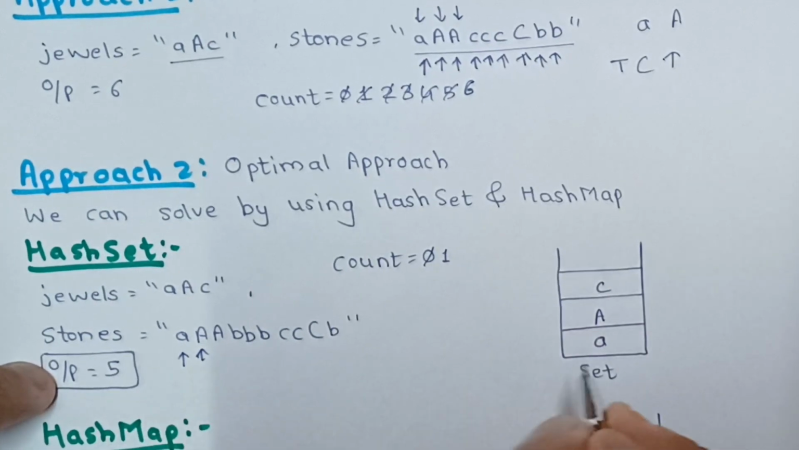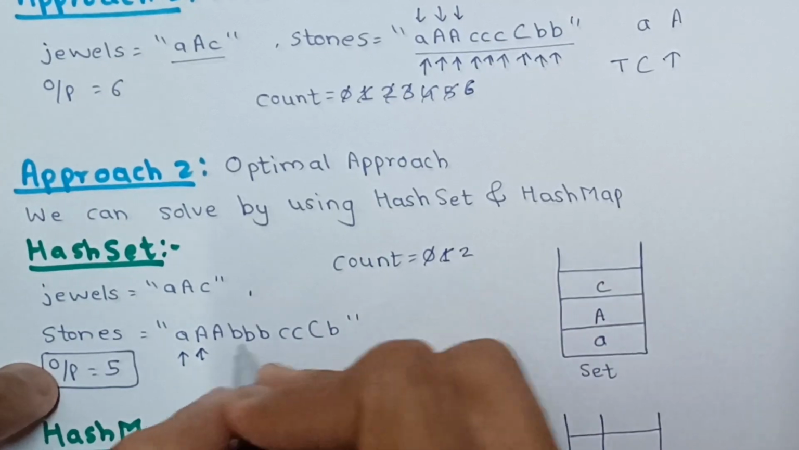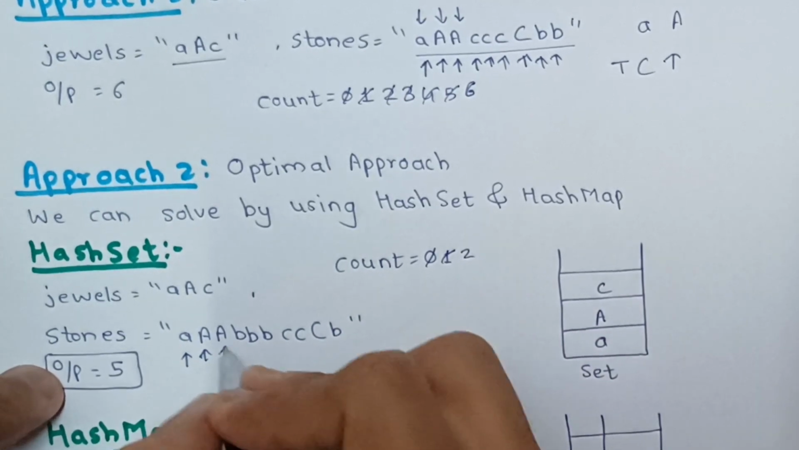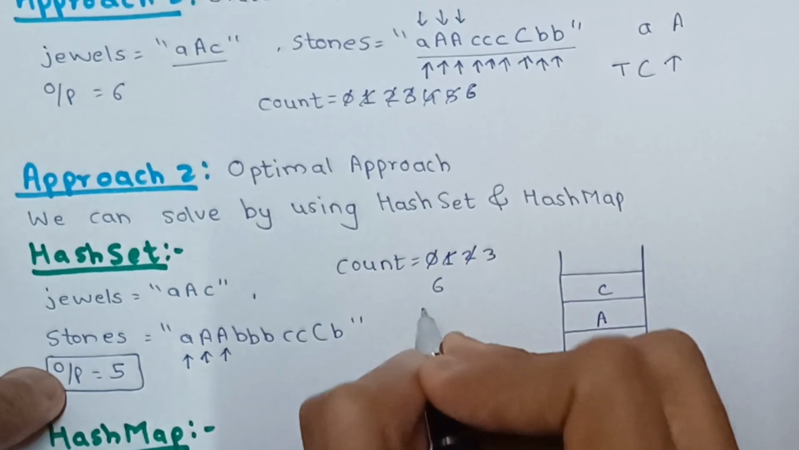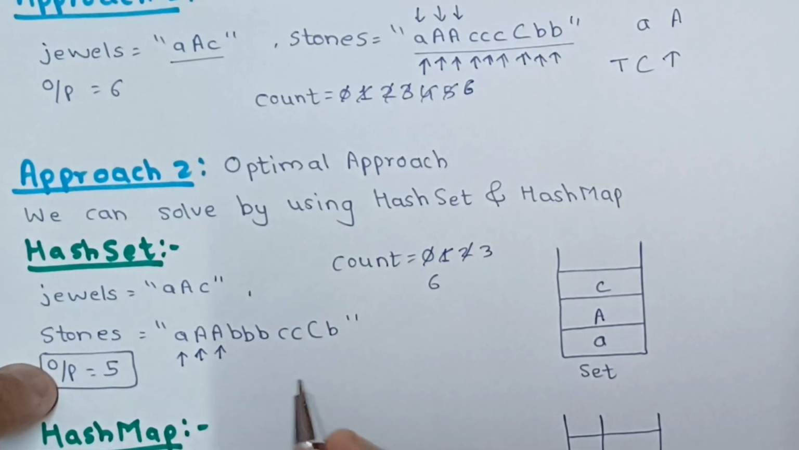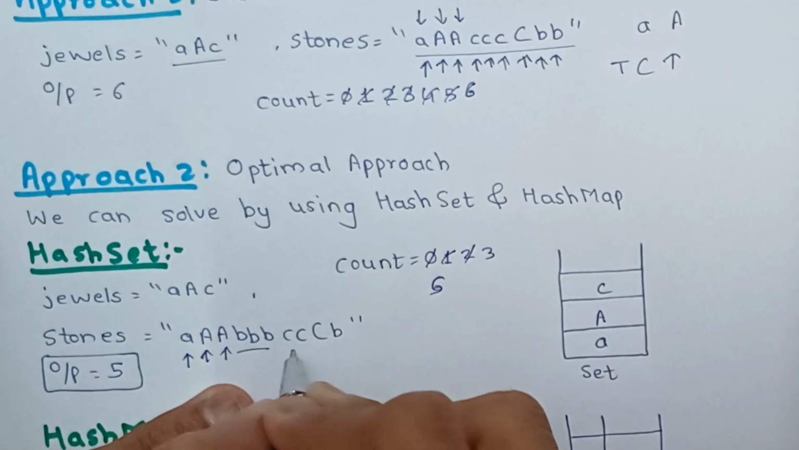We will check it in the hash set. It is contained in the hash set, so the count will be incremented, and we will again go to the capital A. Again it will be contained, and similarly the count will come to 6. Okay, 6, no, sorry, 5, because B is not present, and C and C are present.